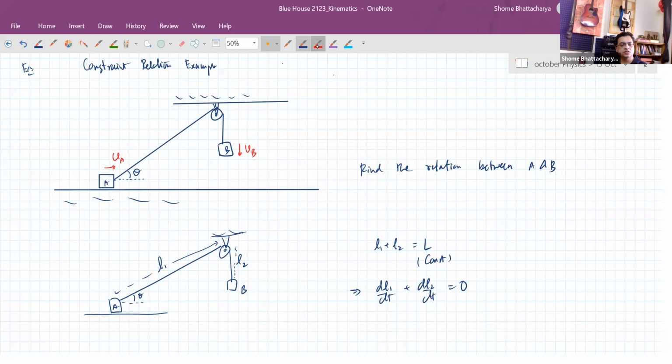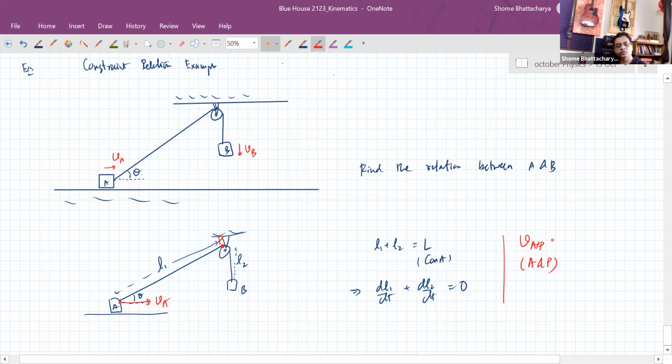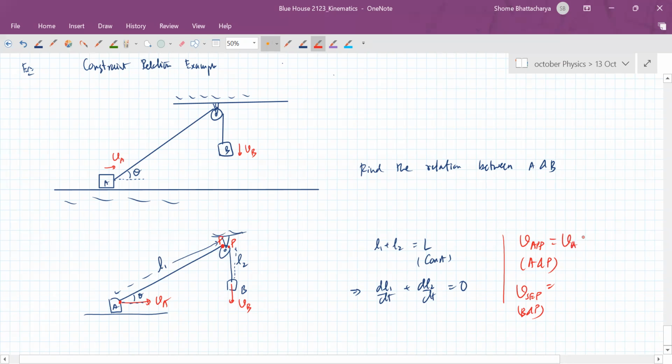Now, if you see, this point A here is moving with a velocity VA. So if I label this point as P, what is the approach velocity of A and P? And similarly, what is the separation velocity of B and P, because B is moving down like this? So can you tell me how much is the approach velocity of A and P? It is VA cos theta. Yes, very good.